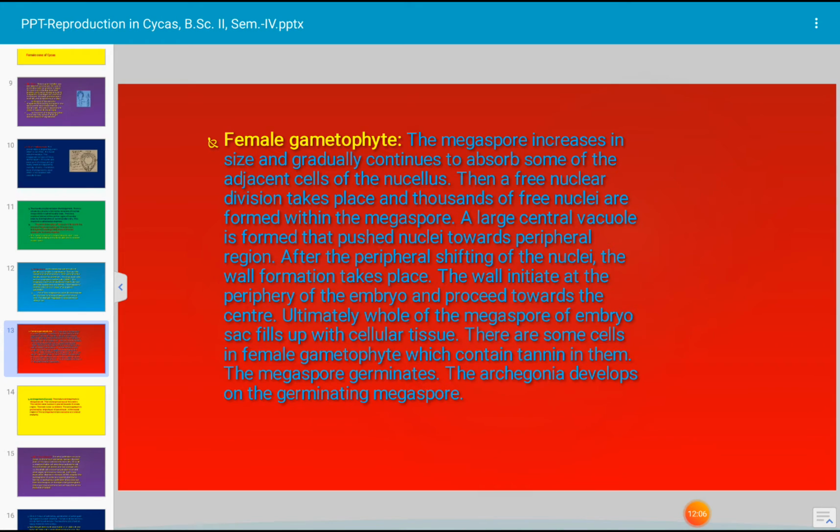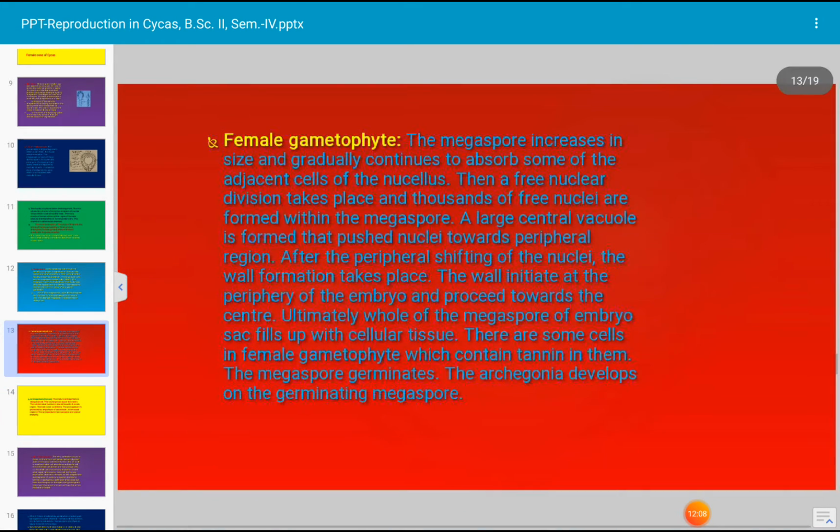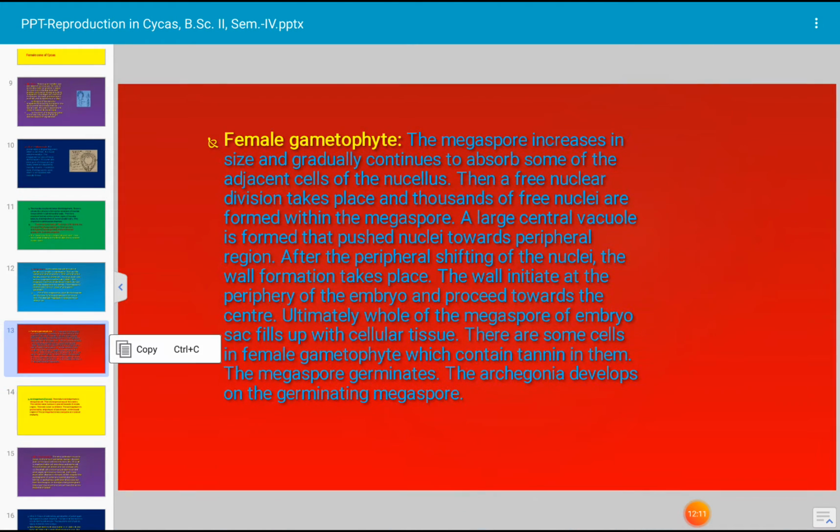There are some cells in the female gametophyte which contain tannin in them. This is a characteristic feature. Tannin is present. The megaspore germinates. The archegonia develop on the germinating megaspore.